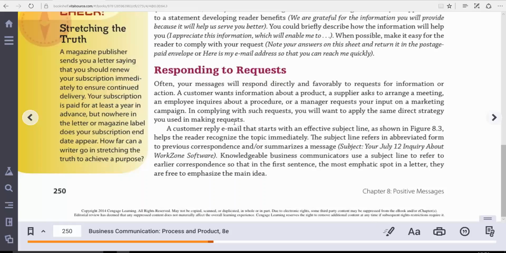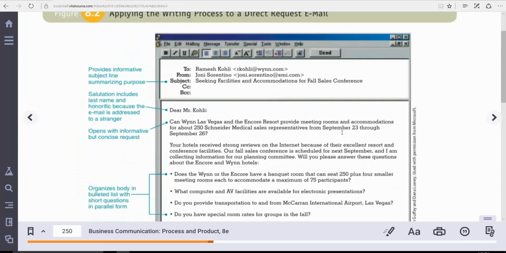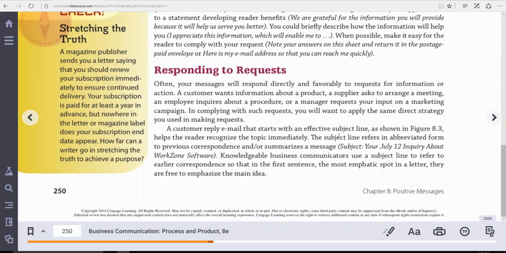Okay? A customer reply email that starts with an effective subject line, as in 8.3, helps the reader recognize the topic immediately. The subject line refers in abbreviated form to the previous correspondence and/or summarizes the message. Knowledgeable business communicators use a subject line to refer to earlier correspondence, so that in the first sentence, the most emphatic spot in a letter, they are free to emphasize the main idea.